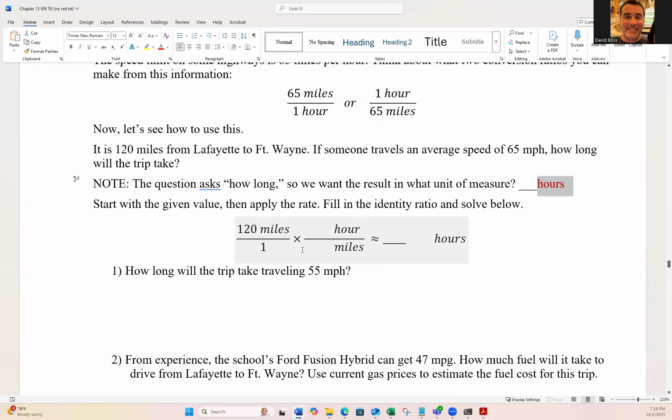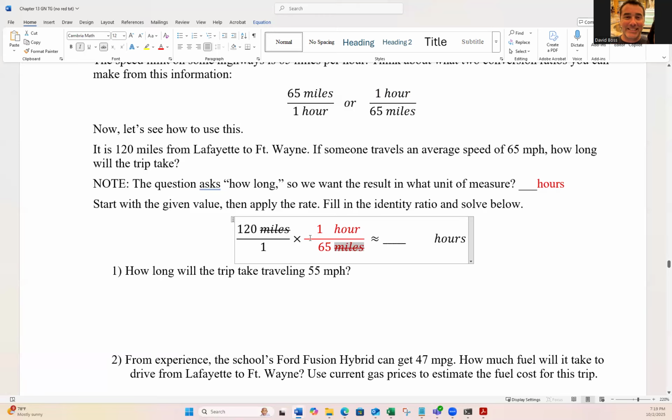Okay, so 120 miles. Then we plug in 1 hour divided by 65 miles. So miles cancel out. It'd be a lot easier if I was there. I could cross the miles out with the pen and the TV, but that's okay.